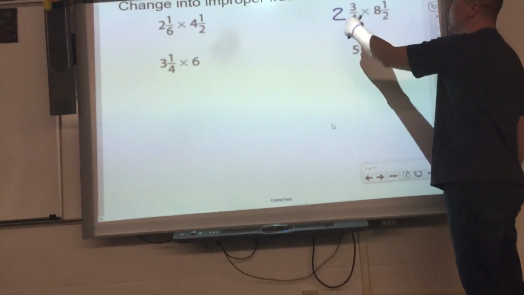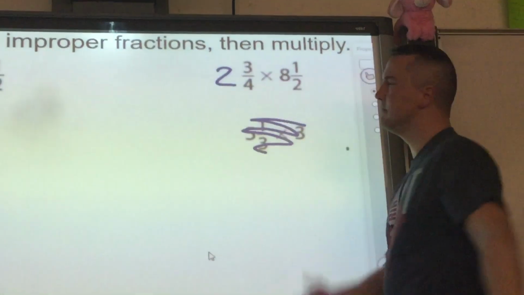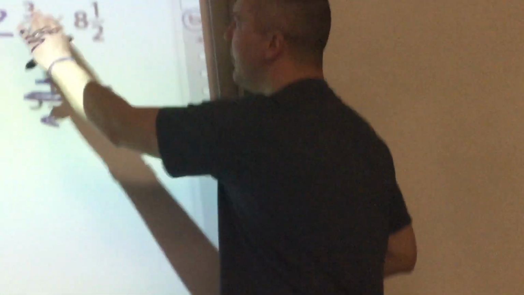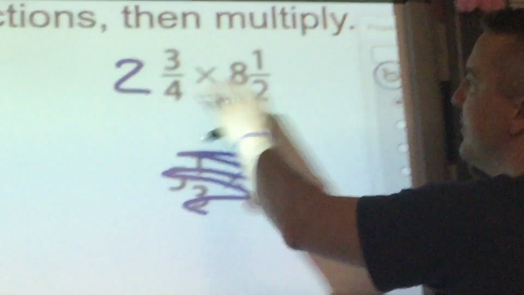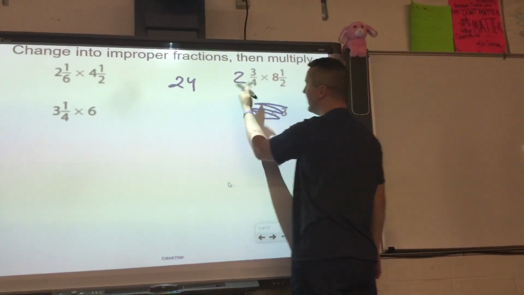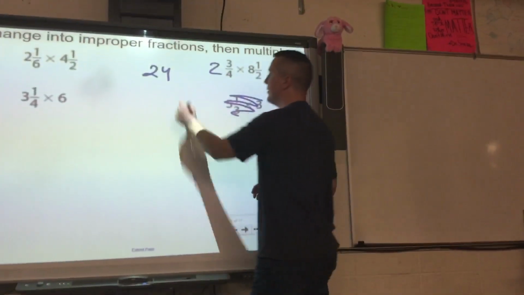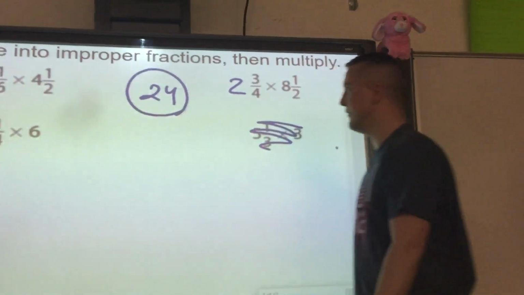Better. So 2 and 3/4 times 8 and a half. Well, 2 times 8. Well, you know what? Let's just round this. That's about 3. That's about 8. 3 times 8, 24. Give or take 24. It could be a little less than that, but I'm assuming this is about 3. That's about 8. 3 times 8 is 24. So I'm guessing it's about 24.